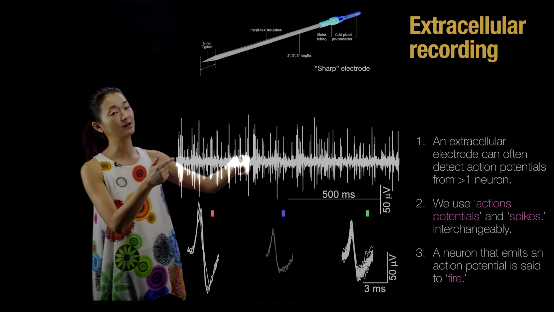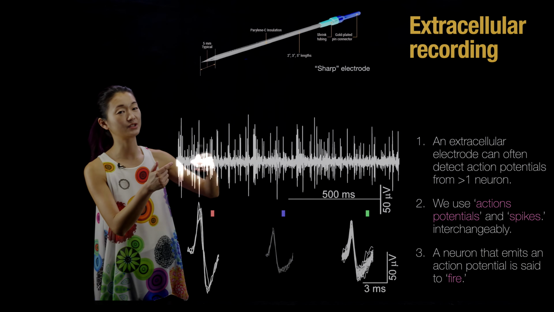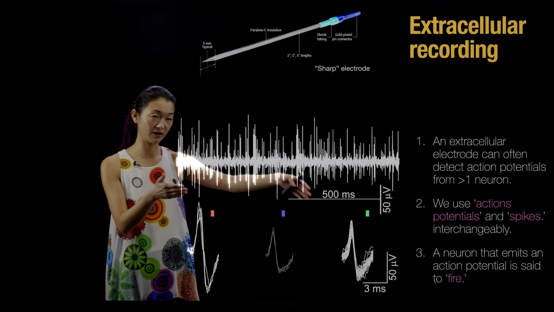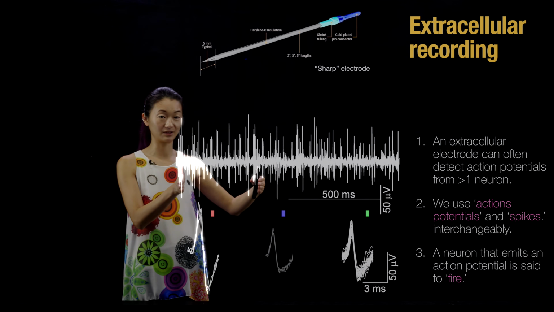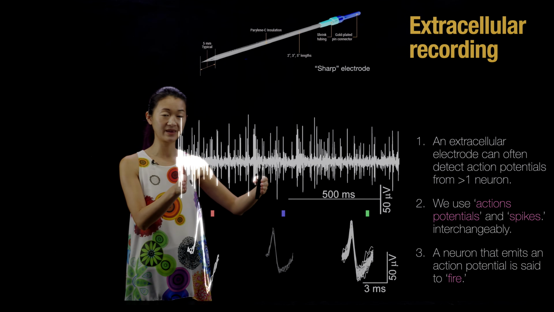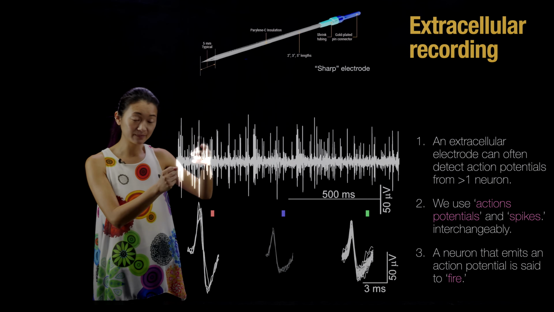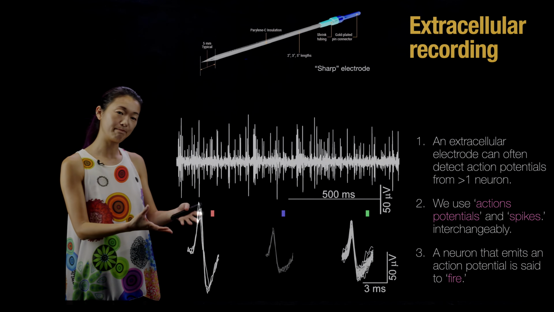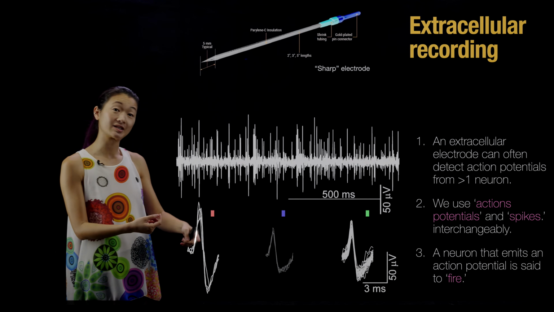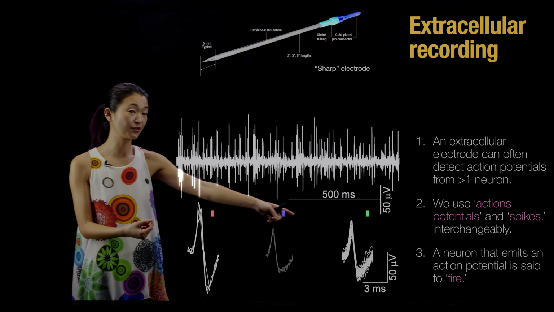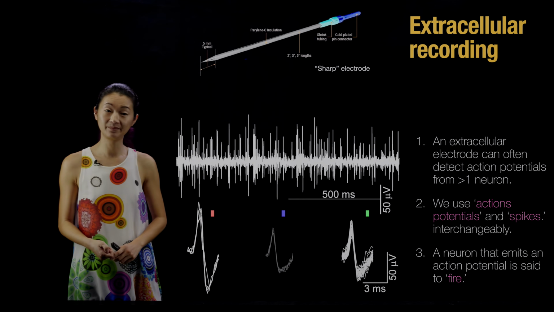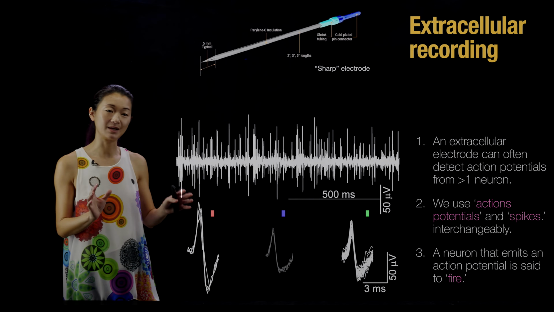So this trace up here in the middle, you can see the horizontal axis is 500 milliseconds, about that long. So this is half a second's worth of recordings. If you zoomed way in to each of these little spiky things, you'll see that some of the spikes are bigger. So this is the biggest one here. Some of them are smaller. And we have a third one that's kind of an intermediate shape. And they have slightly different shapes.